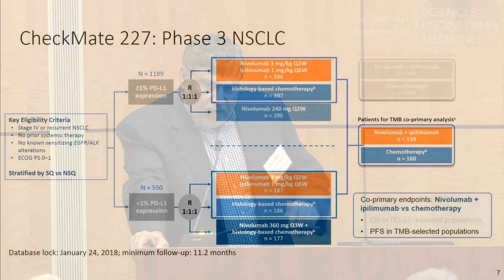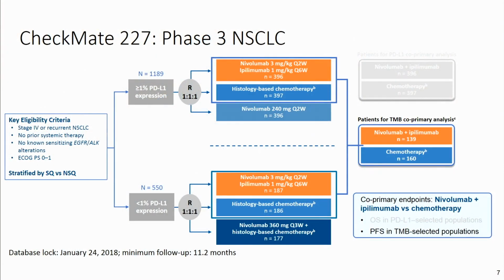227 was an important trial because it really was the first trial to prospectively look at TMB as an endpoint in a phase 3 setting. Although the trial fully enrolled before the primary endpoint was changed, it was nevertheless a prospective evaluation where the subset of patients who received nivolumab and ipilimumab were compared to chemotherapy prospectively with a TMB threshold of 10 mutations per megabase that was established in previous phase 1 and 2 data.